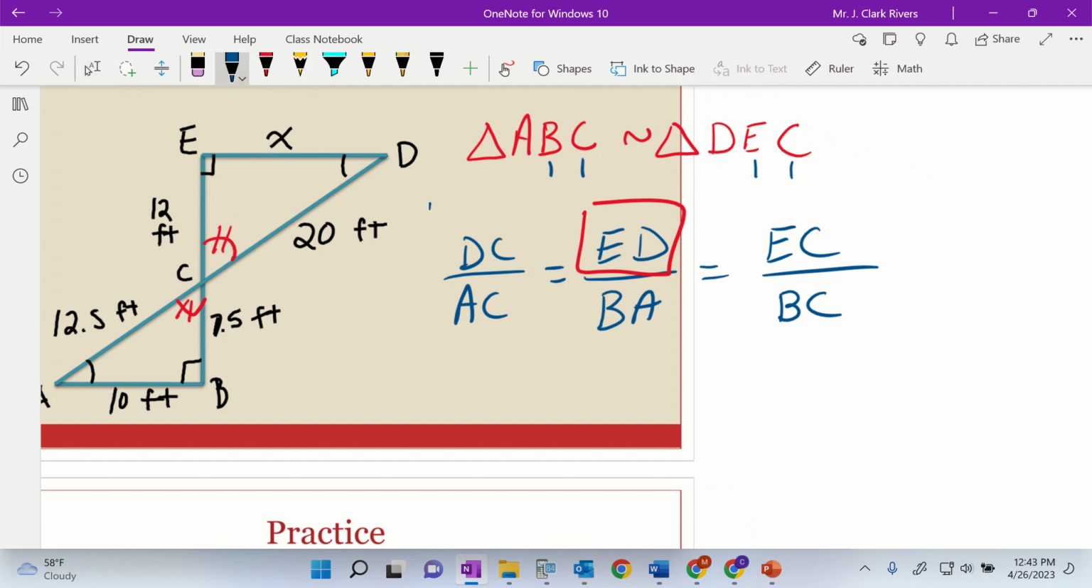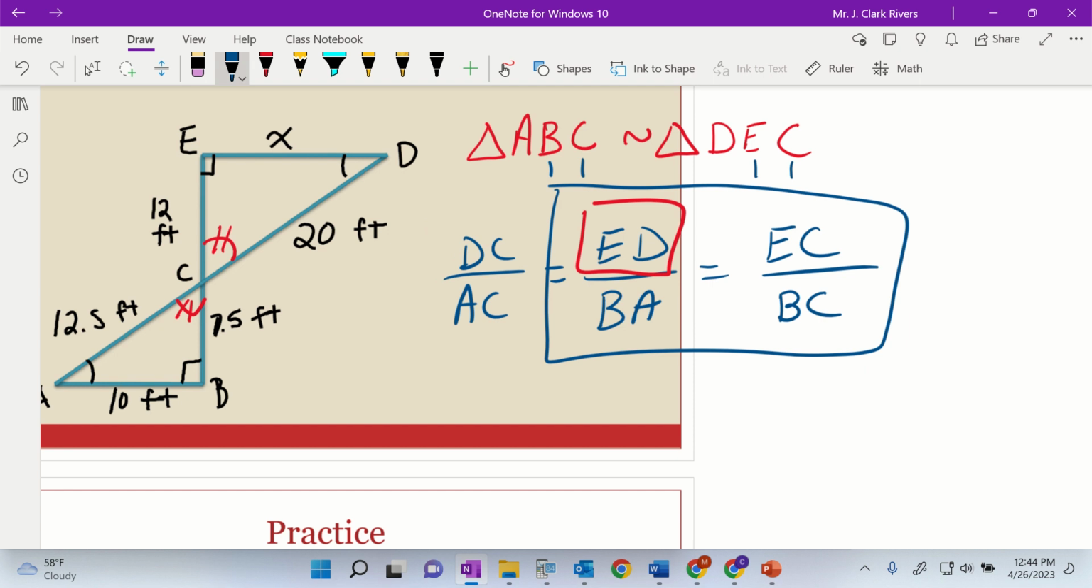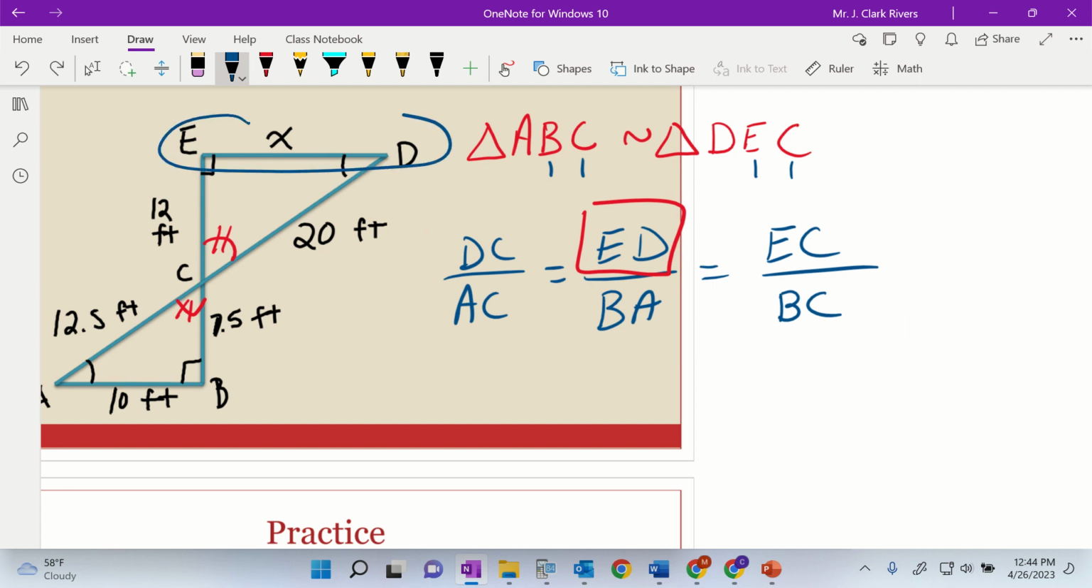So I'll take this part of my proportion. DC over AC equals ED over BA. Or I could take that one if I wanted to. Either one is fine. It's going to work the same way. I just have to make sure I got ED in there because that's that missing side that I'm trying to find.